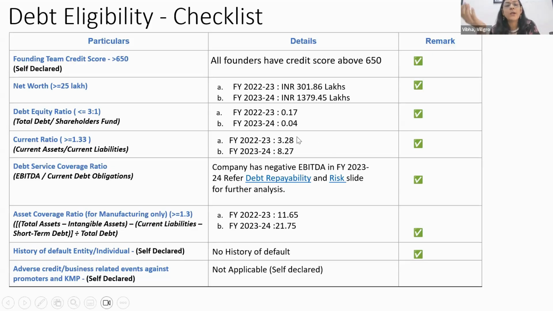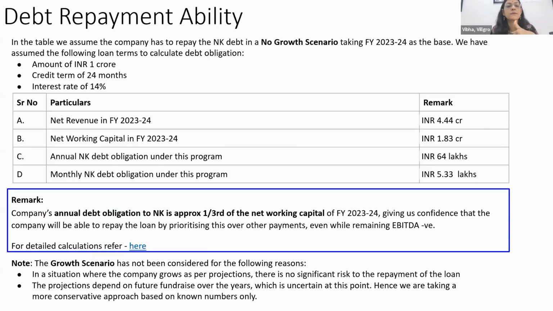What is the debt to equity ratio, the current assets and liabilities ratio, and hence what is the risk to debt repayability? We also looked at the history of default and how to verify it. When we went to the financial statements, we asked what other loans there were in the last 2 or 3 years, and whether they were repaid on time. Even if the founder doesn't give that information, I was able to get it through the financial statements.